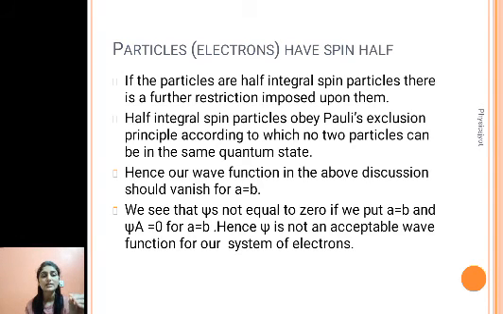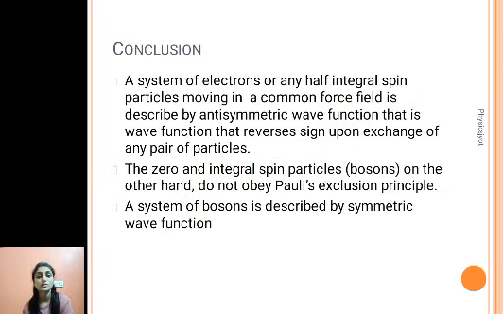So we see that psi symmetric is not equals to 0 if we put A equals to B, and psi antisymmetric is equals to 0 for A equals to B. Hence psi symmetric is not an acceptable wave function for our system of electrons. So what we conclude here is a system of electrons or any half integral spin particles is described by antisymmetric wave function, that is wave function that reverses sign upon exchange of any pair of particles, because both the particles cannot take the same quantum state. And the zero and integral spin particles on the other hand do not obey Pauli's exclusion principle, and therefore they are described by symmetric wave function.